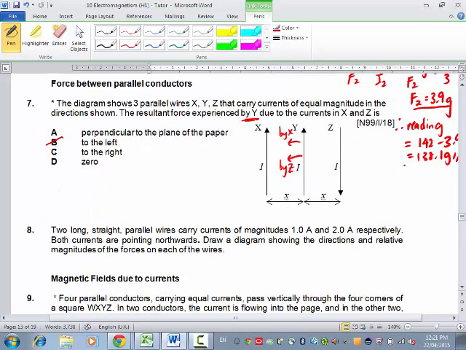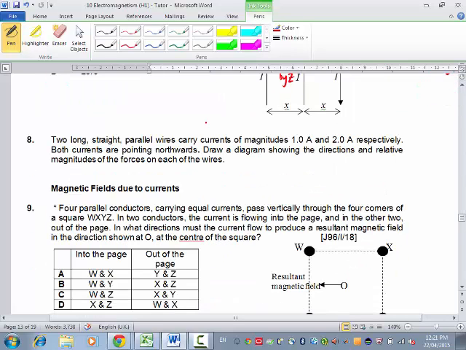Number 8. Two long straight wires carry current of magnitude 1 ampere and 2 ampere respectively. Both currents are pointing northward. Draw a diagram to show the direction and the relative magnitude of the forces on each wire. They both carry current to the north. One is 1 ampere, one is 2 ampere. We know that they will attract each other, definitely. Will the force of attraction be different on each other? Will the 1 ampere attract the 2 ampere more, or will the 2 ampere attract the 1 ampere more, or is it the same?